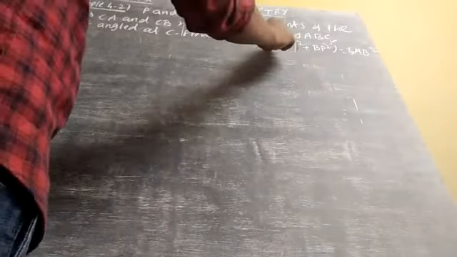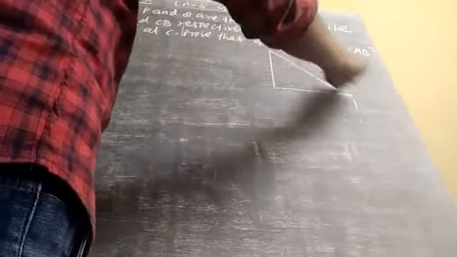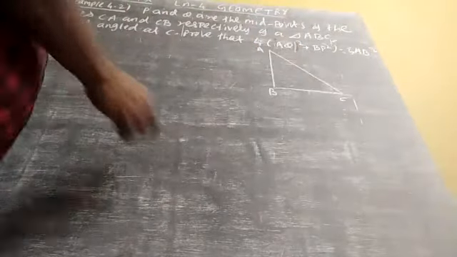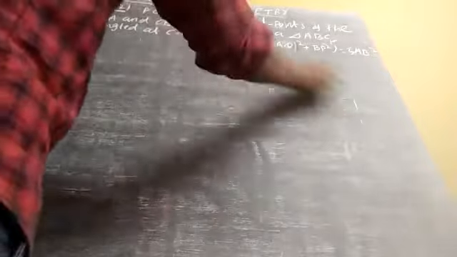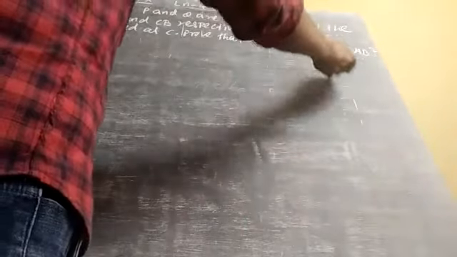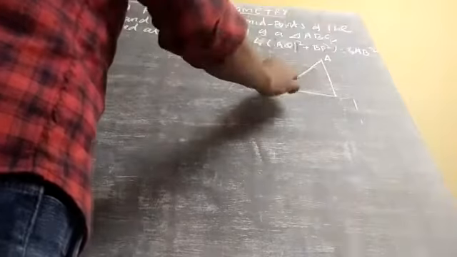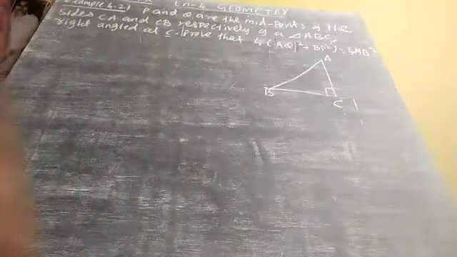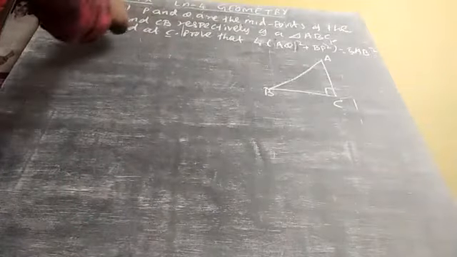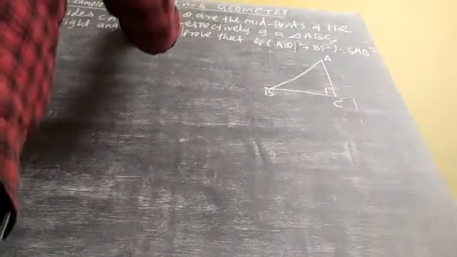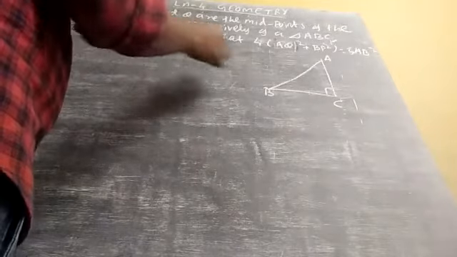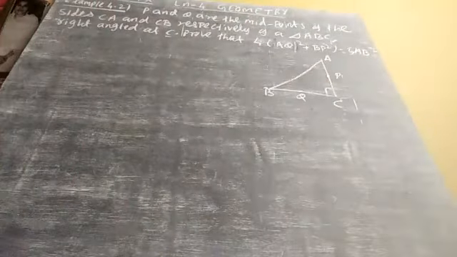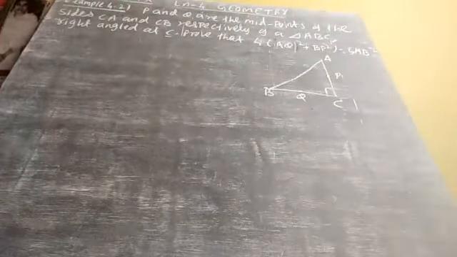So triangle ABC is there. A, B, C. If you draw it like this, then it will not work, so draw it like this. A, B, C, because they say right angle at C. Next, P and Q are the midpoints of the sides CA and CB. P is on CA, Q is on CB. Here P and here Q. Prove that, we have to prove it.